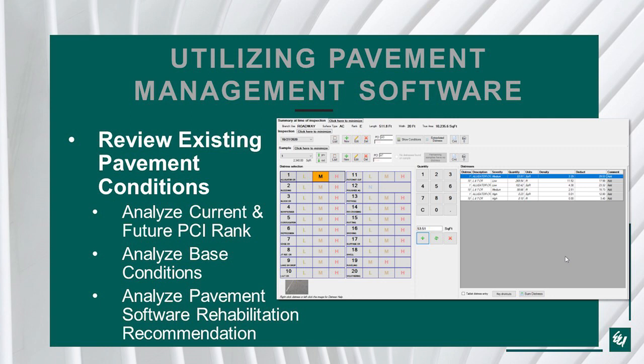And then you want to analyze your current PCI rank, look at the curve, and it'll age out your future PCI rank to see what it's going to be if you don't do anything to the street in 5 years or 10 years. You can analyze the subsurface conditions and base conditions, and then ultimately the software will provide you with a recommendation of what to do to each street. Then you can use your engineering judgment to determine if what the software recommended is appropriate, or if you want to do something different based on the information that you have.